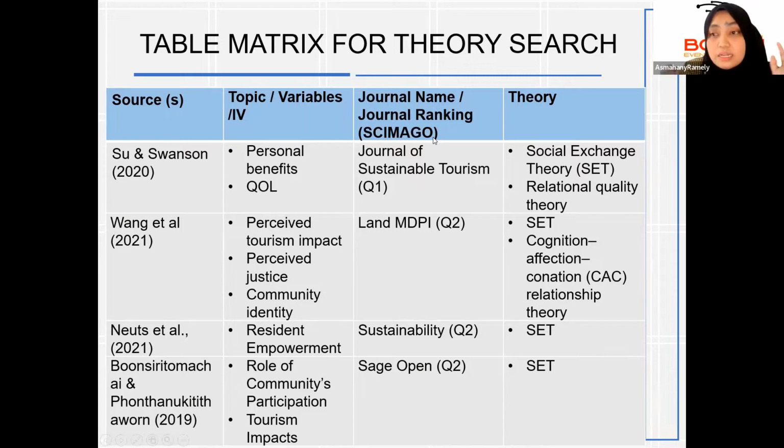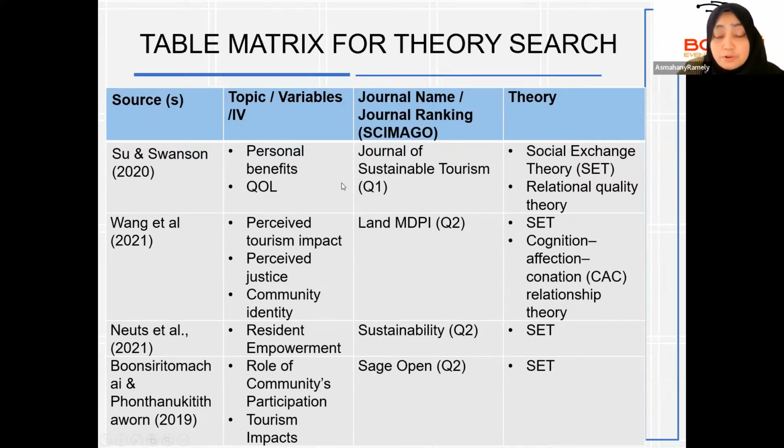For my PhD students, my master students, even my undergrad students, whenever they search for articles to refer to, I make it compulsory for them to check the journal ranking. You can simply Google Scimago, then you will see the Scimago website, and then you copy and paste the journal name, and it will show you the ranking of that particular journal.